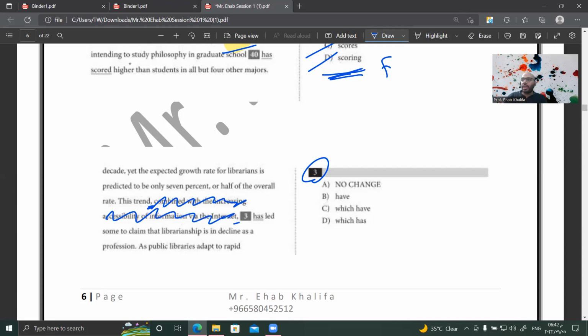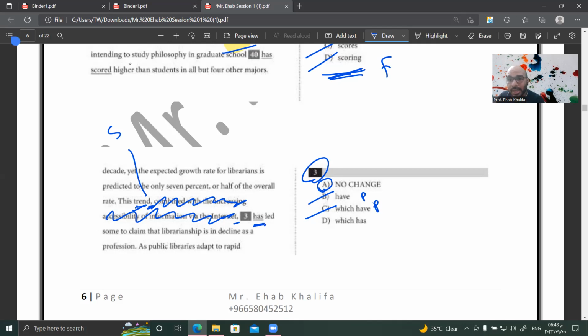You end up with "a trend has" or "have." Trend is singular. So then B and C are out, because these are plural. Between A and D now. Has will be the verb of trend. If I say "this trend has," then I have a subject with its verb. Then A is correct. Singular subject, singular verb.